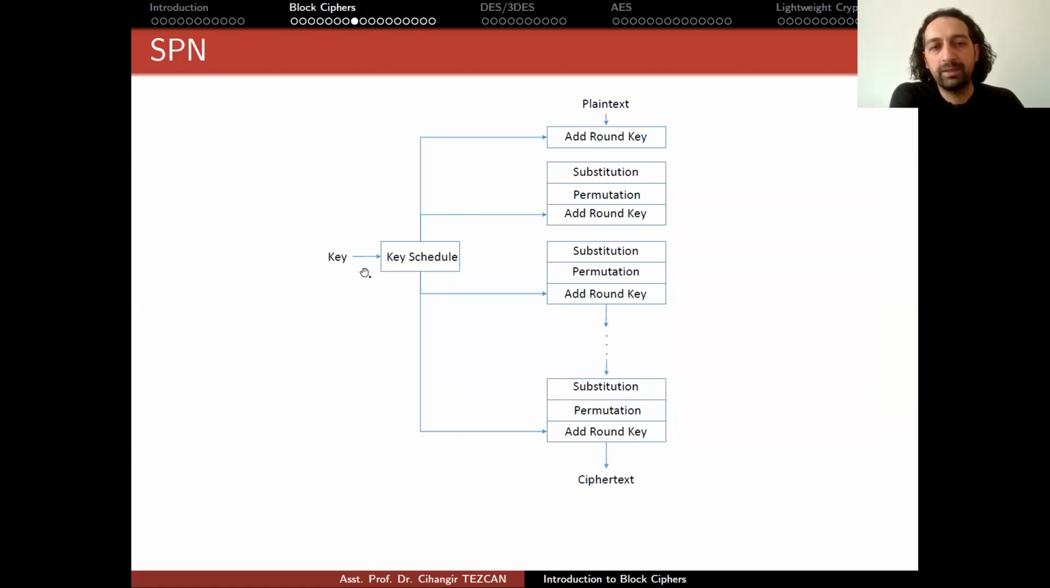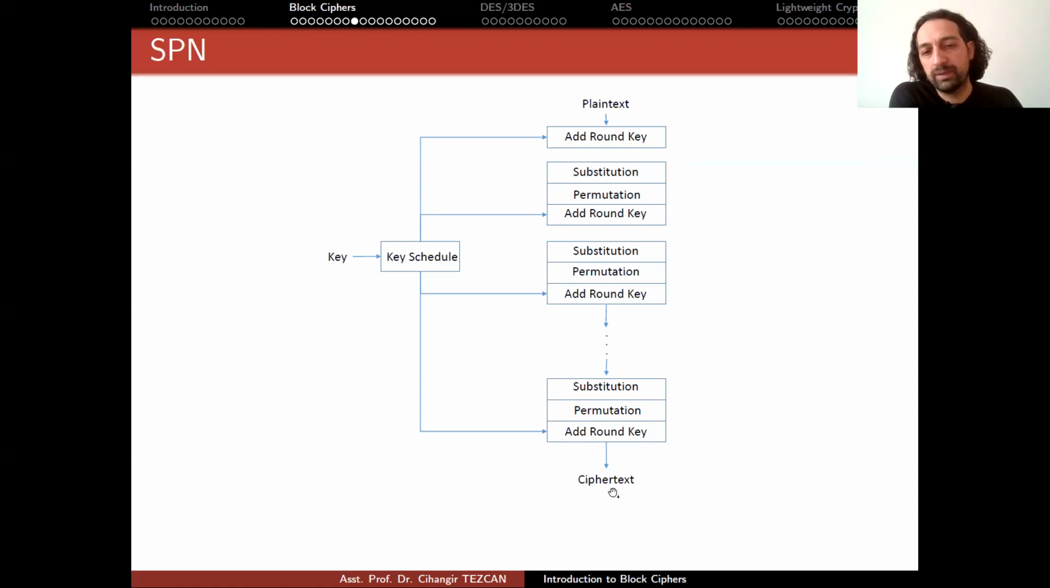Again, you have the key and key schedule and obtain the round keys. So you use your round key and the input, and you kind of combine them. This could be an easy operation like the XOR operation, where you combine bit by bit, which is actually an addition operation modulo 2. Then you have your substitution layer, permutation layer, and add round key again. So this is a single round. You repeat this process, and at the end you obtain the ciphertext.